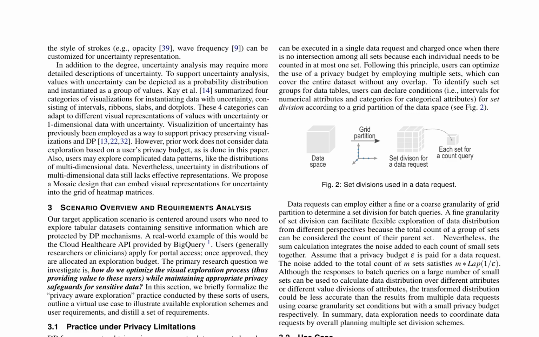Differential privacy, DP, is a critical aspect of data visualization, particularly when dealing with sensitive information. Effective visualization techniques are essential for uncertainty analysis, as they enable users to understand the probability distributions underlying the data. Building on previous work that instantiates data with uncertainty, the authors propose a mosaic design that embeds visual representations of uncertainty into heatmap matrices. In the context of DP, users need to explore tabular datasets while maintaining privacy safeguards.